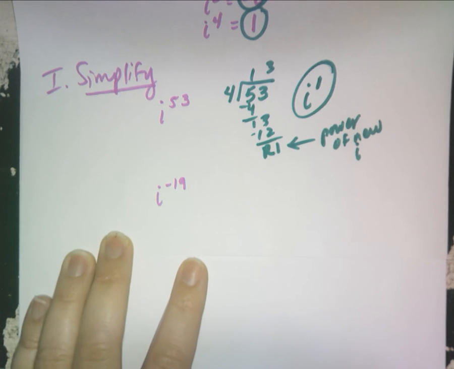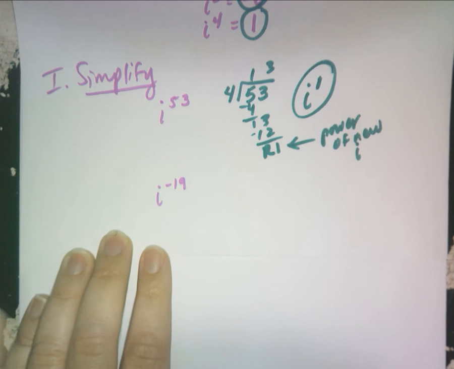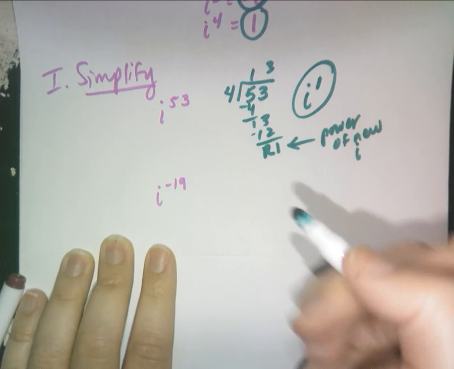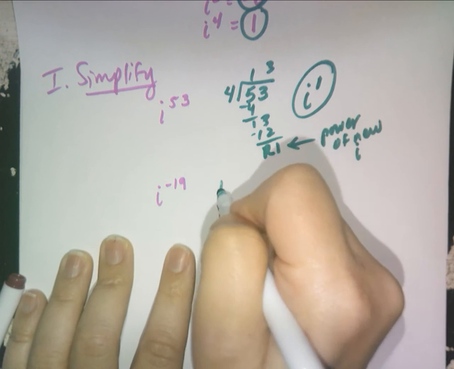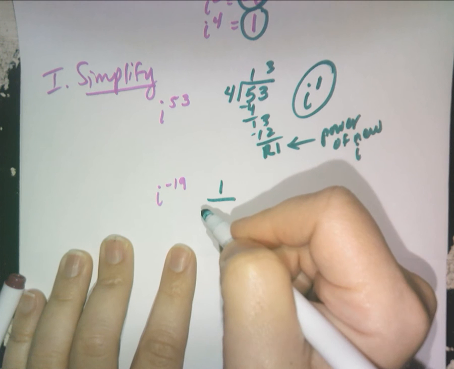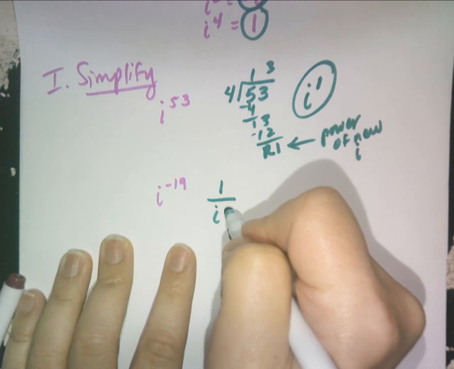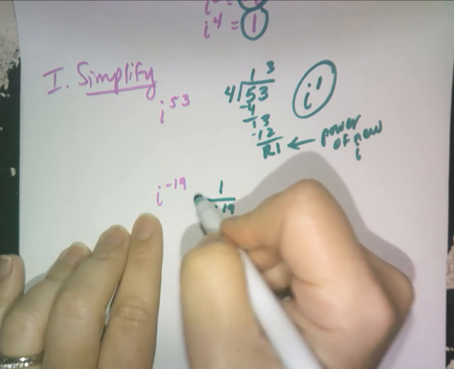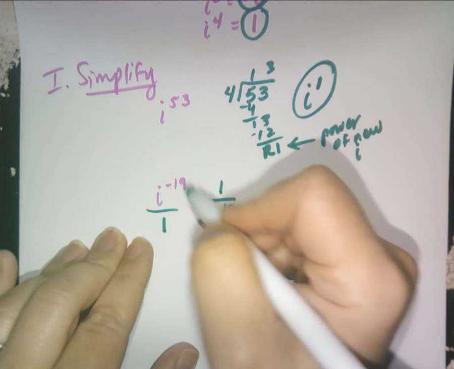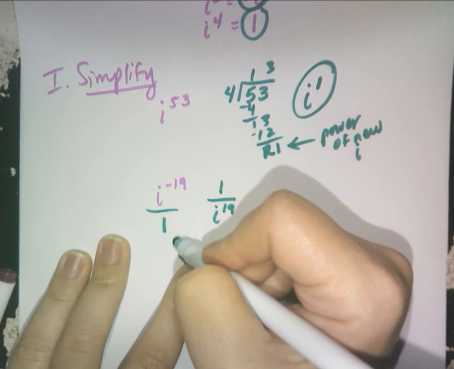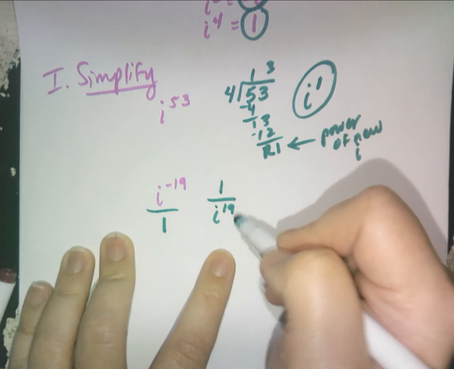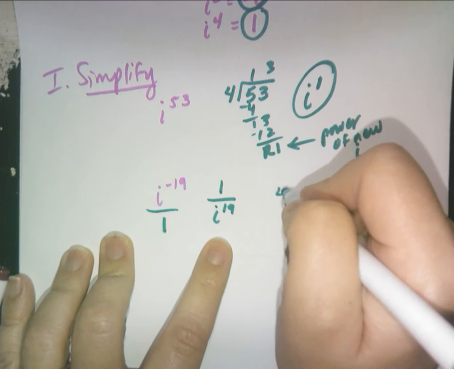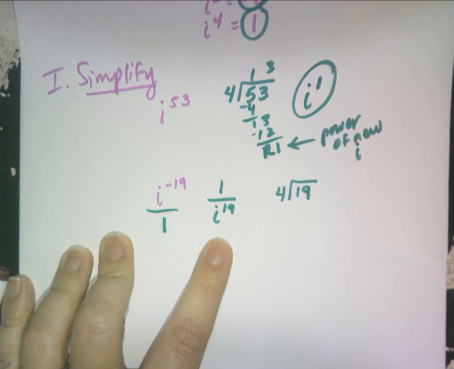I have the negative 19. So, elevator pass. How do I write this? 1 over i to the what? Positive 19. See, he's in the top right now. If you put this over 1, he's in the top. He needs to go to the bottom. All right. Now you do the same exact thing. Divide 4 into that 19.